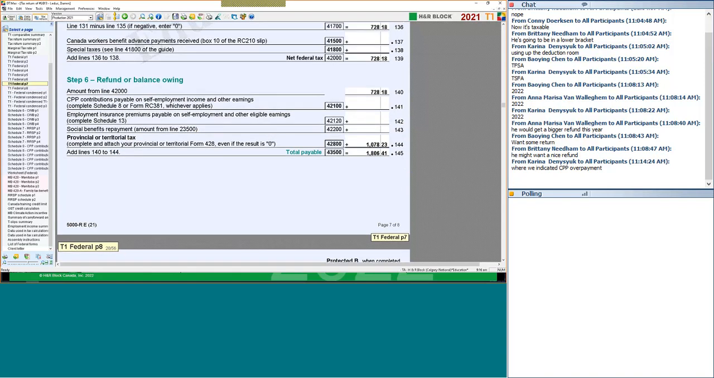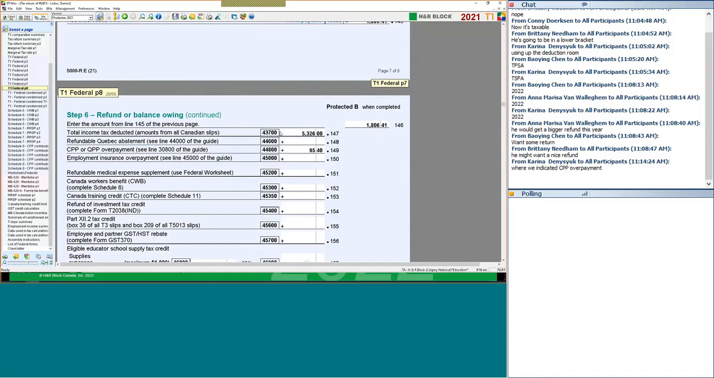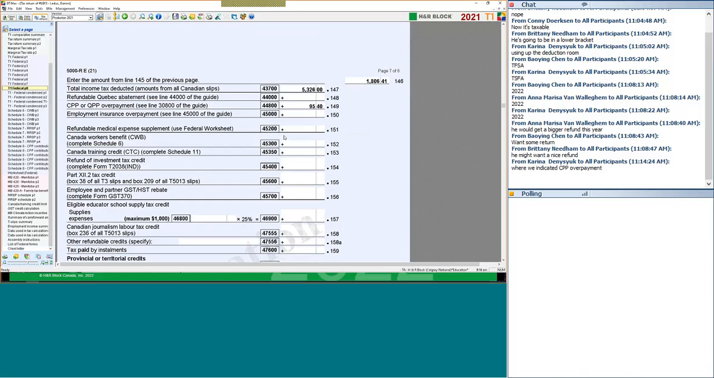Total tax that he needed to pay this year, $1,806.41. Total that he did pay, $5,326, which we expected. He put a whole bunch of money into an RSP and got a really big deduction compared to how much income he had that's taxable. We're expecting to see a big refund, and we're going to see one.